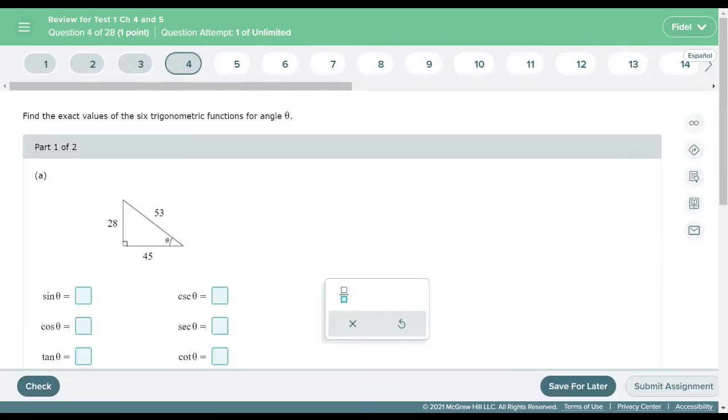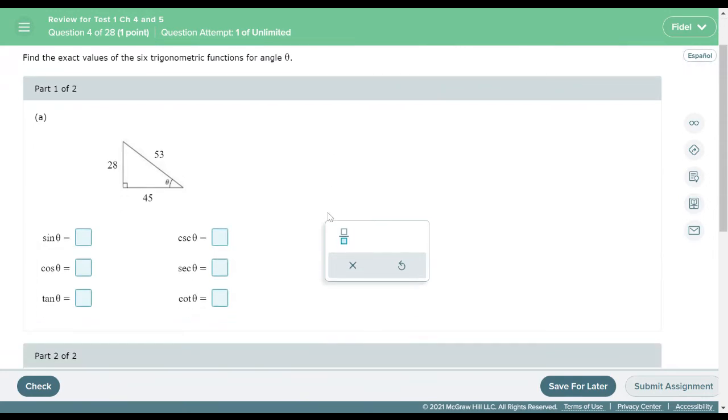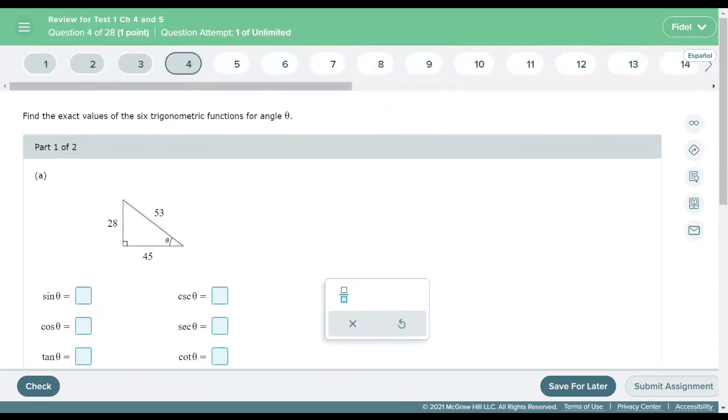All right, given the triangle, could we find the exact values of the 6 trig functions of the angle theta? SOHCAHTOA, there you go. Yeah, so guys, you know what? I'm glad you brought that up. I thought about it this weekend.